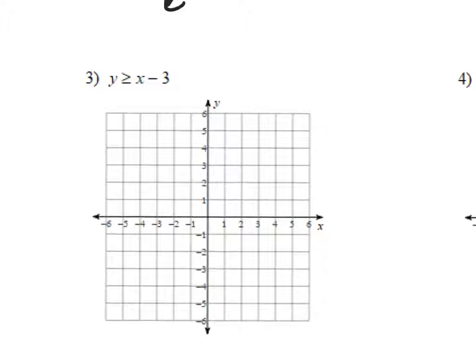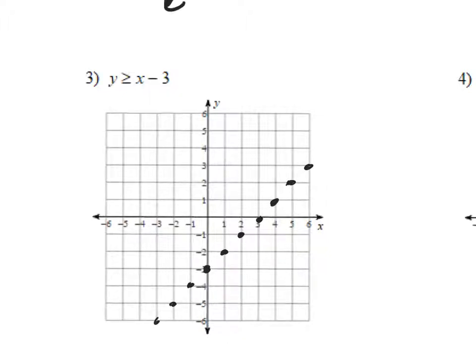My next one, my y-intercept is -3, so I'm going to put a dot right there. -3. I want to put a dot right there. My slope is +1. So again, up 1 over 1, up 1 over 1, up 1 over 1. You can keep going with all of your dots if you want.